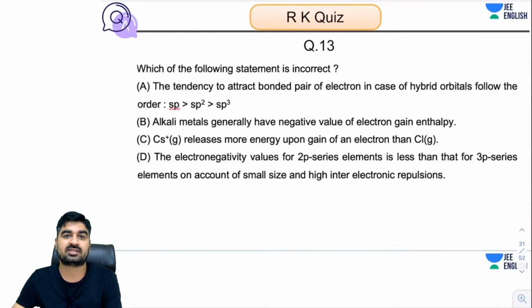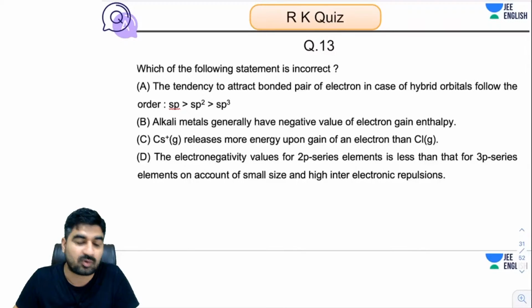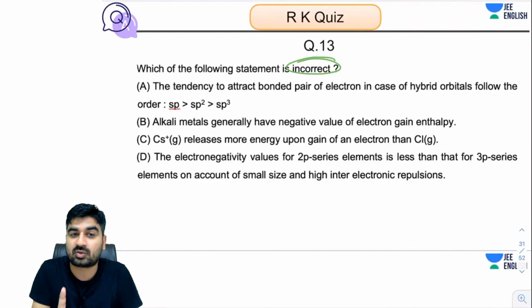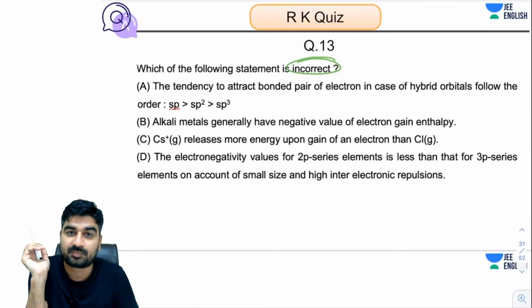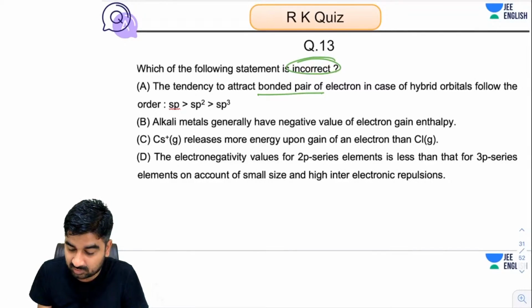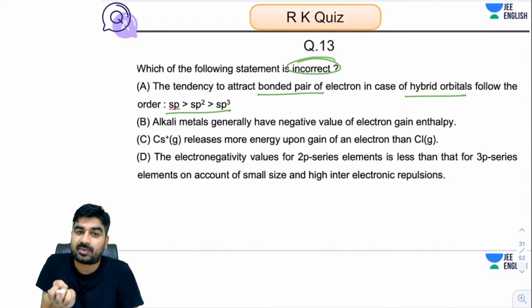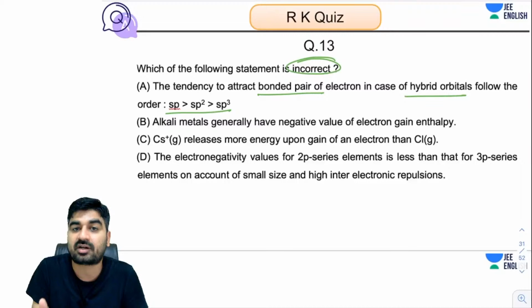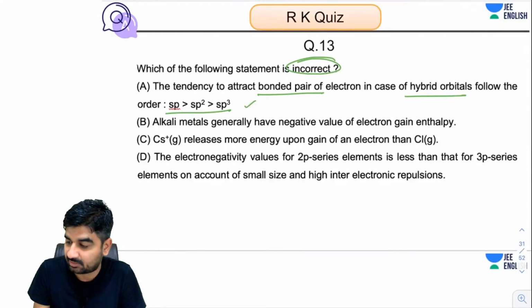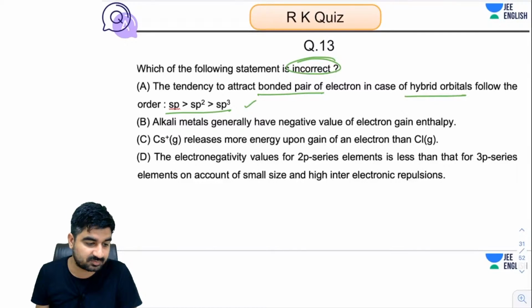Which of the following statement is incorrect? The tendency to attract bonded pair of electrons in case of hybrid orbital follows this. I just told you, whenever you are solving such problems, first read whether you are asked correct or incorrect problem. Tendency to attract shared pair is basically electronegativity, and generally as S character increases, electronegativity increases. So it is basically correct, so it cannot be our answer.